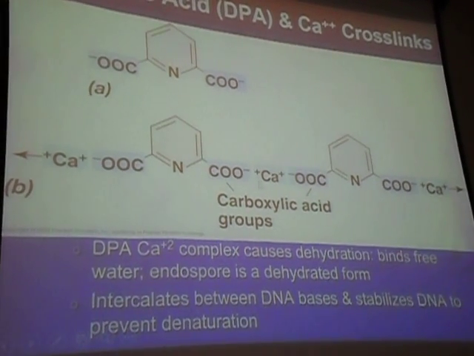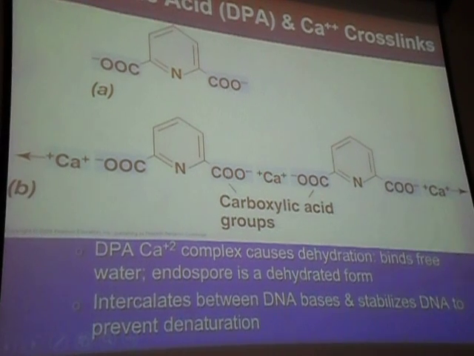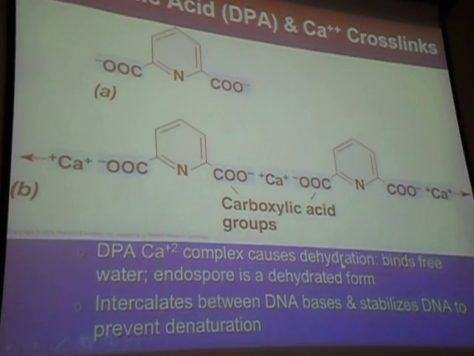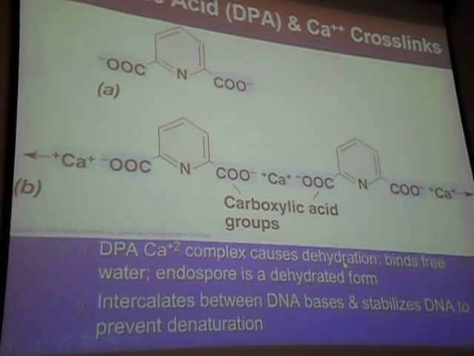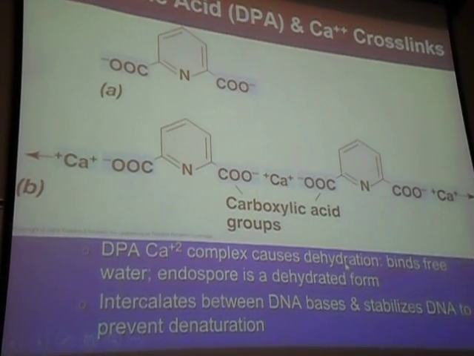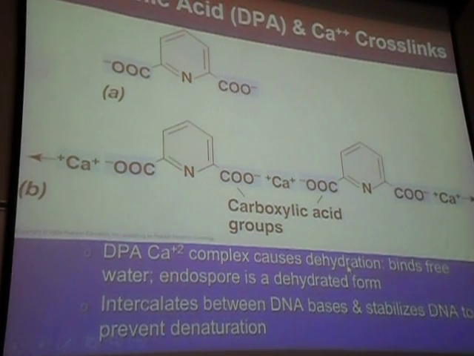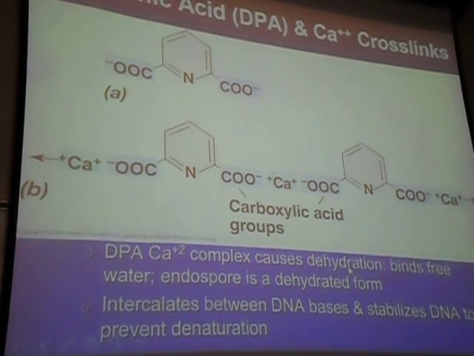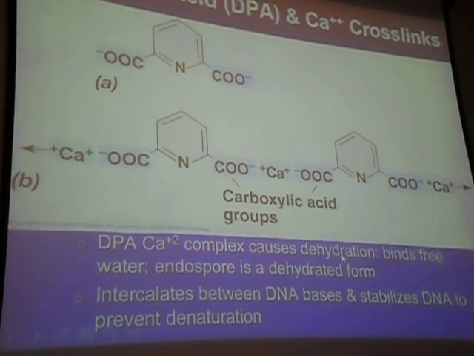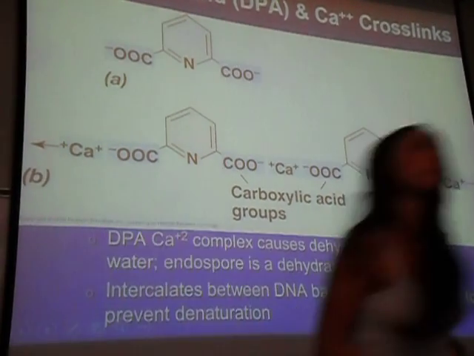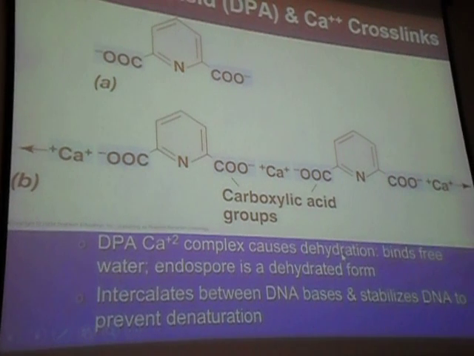They have done a lot of research on this, and they believe that the calcium dipicolinic acid complex causes dehydration. And one of the things that makes that endospore very resistant is that it loses water. Its water content goes down. Normally water content's around 70%, goes down as low as 60%. So that dehydration makes the enzymes less active, makes that form, that endospore, much more stable.